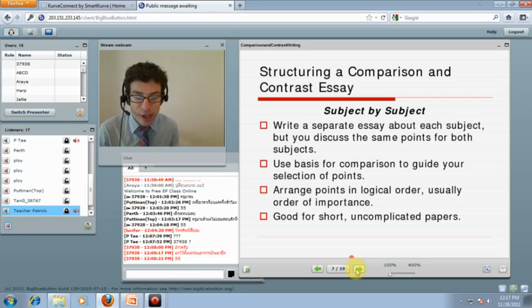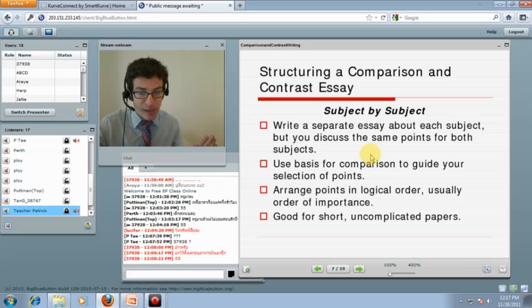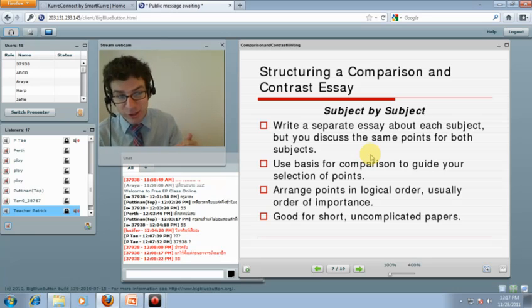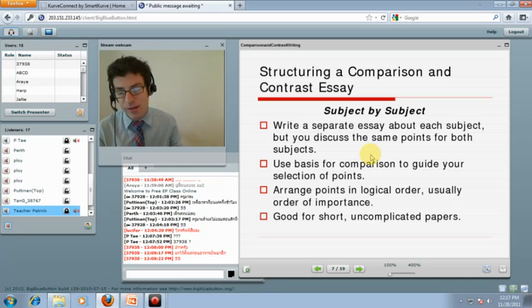First one, subject by subject. Write a separate essay about each subject, the two things we'll be comparing and contrasting. But you discuss the same points for both subjects. Example, what we learned earlier. You have novel A and novel B, and you talk about the major characters of novel A and the major characters of novel B, the minor characters of novel A, the minor characters of novel B, etc.